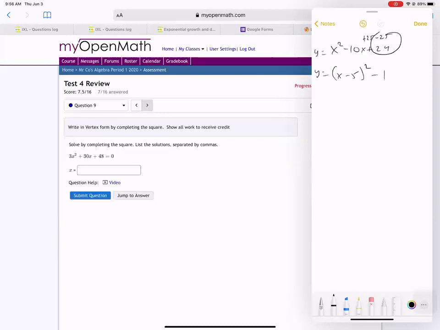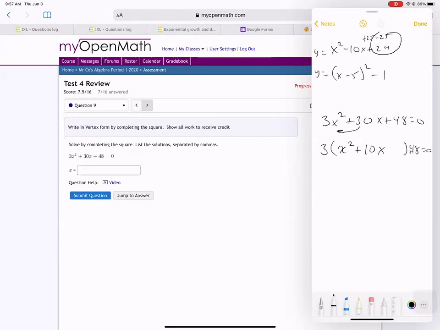Okay, now this is a level 2, level 3 problem, however we want to describe it. But the problem is I have an a value in the front. That means we need to get rid of that first. We're going to solve this whole problem using completing the square. So we're going to get rid of the 3 first: x squared plus, we always divide it out by the a value, that's going to be 10x, and we leave it 48.